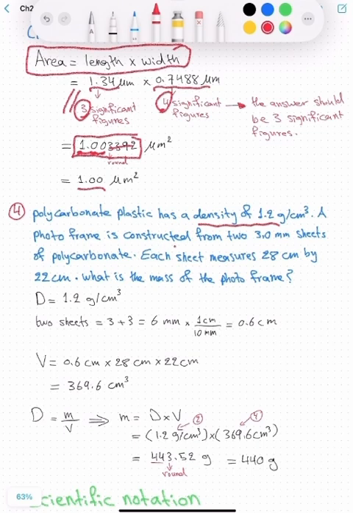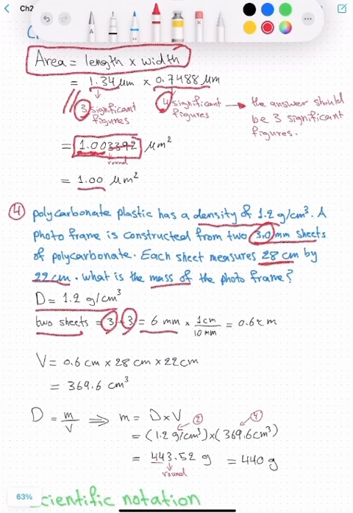A photo frame is constructed from 2 3.0 millimeter sheets. Each sheet measures 28 centimeters, but do not forget we have 2 of them, which are 3 millimeters. The measurements, there are 28 centimeters by 22. Okay, write down what you have. So what is unknown masses? And write down what you have. Density. We have 2 sheets. You add them, meaning we have 3 millimeters and 3 millimeters, which is 6 millimeters.